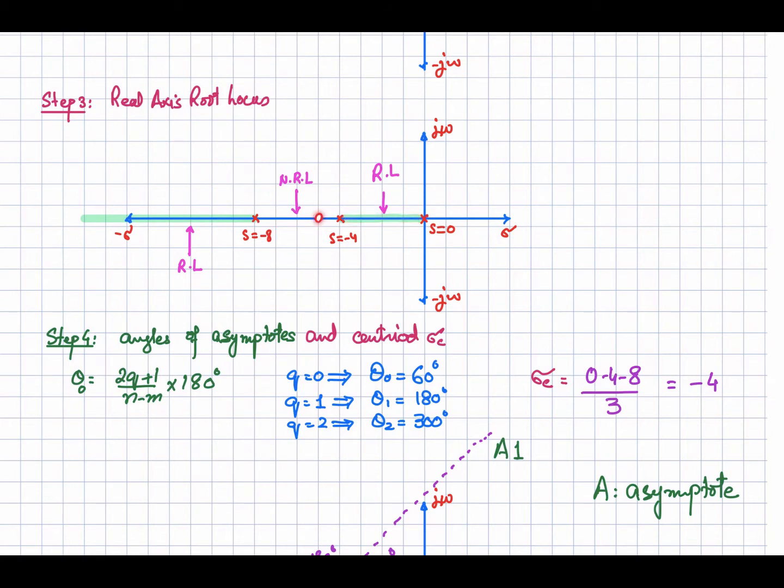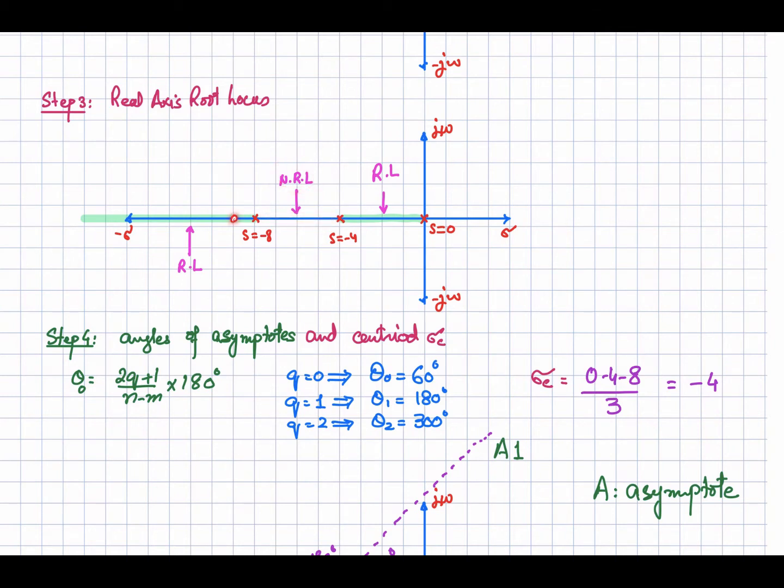If I take the test point over here and look towards the right, one pole is this one, the other pole is this one. So there are two poles, so that's an even number. So this part is not the part of the root locus. So NRL means not the root locus.